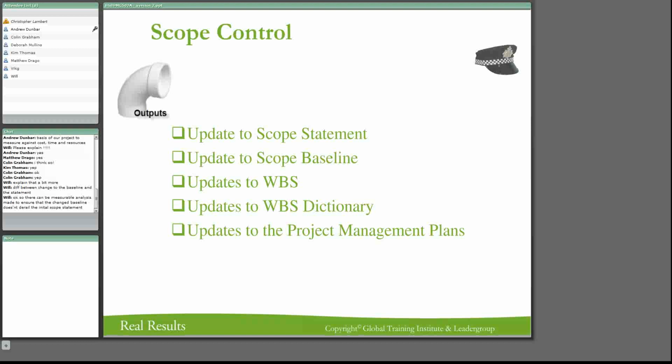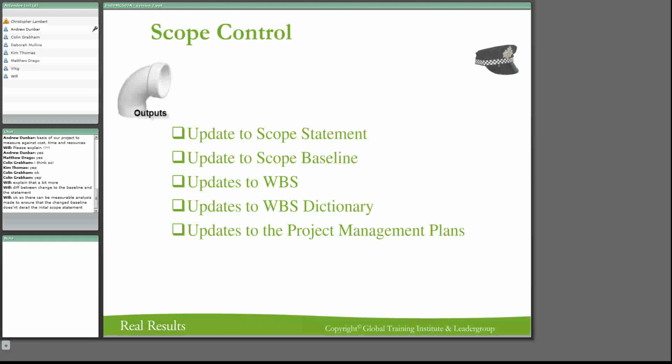I would never change your original baseline, but if you have to update your scope baseline, make it a version 2. When you make it a version 2, you're going to have tighter and tighter controls on it. I hope that makes it a little bit clearer. So there can be, as put here, a measurable analysis made to ensure the changed baseline does not derail the initial scope of the project. I like the way that he put it. Nice and clear. That's exactly what I believe it is.